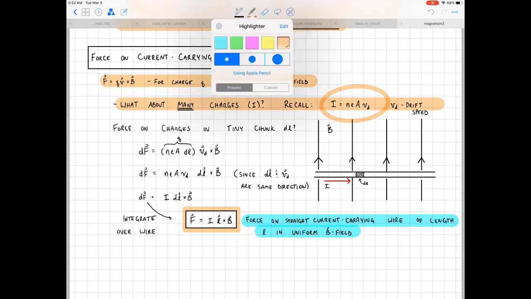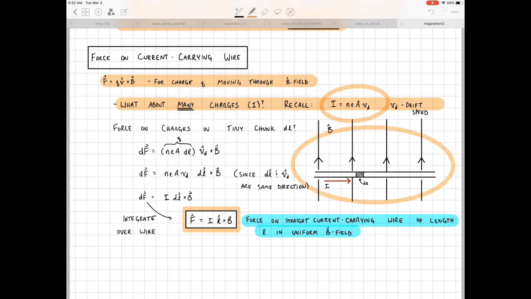So if we check out my picture here, I've got a wire in a B field. The B field is up in this picture, and my current carrying wire, the current is traveling to the right. And we want to consider the force on all the charges in the wire. So the way we're going to do this is we're going to break the wire up into tiny chunks, that little dl that I've got highlighted here, and think about how much force is on that little chunk. We're going to call that dF. And then eventually we're going to integrate over the entire wire.